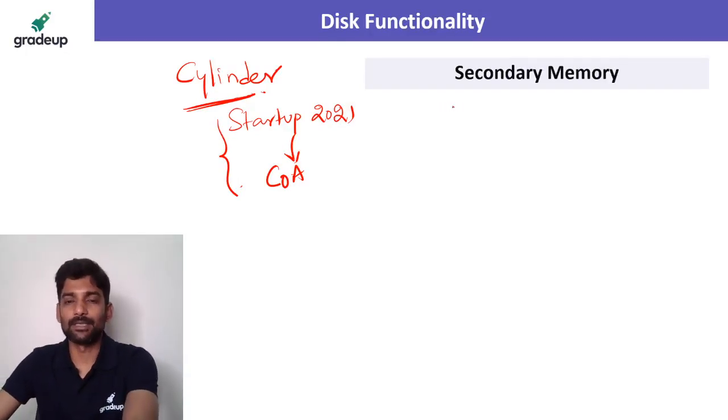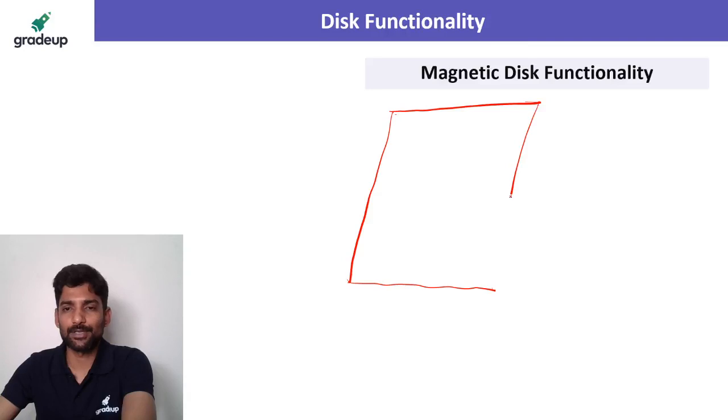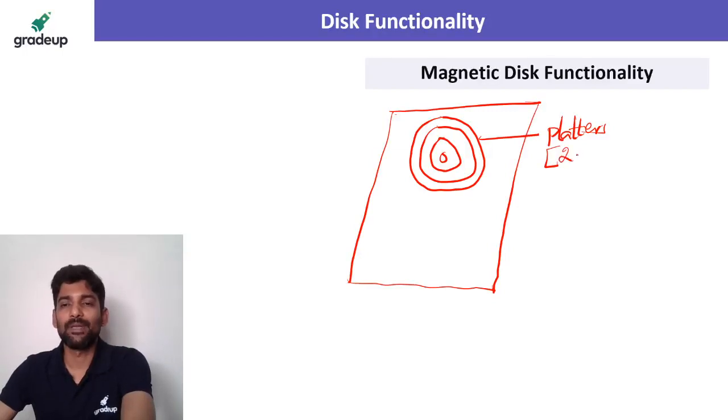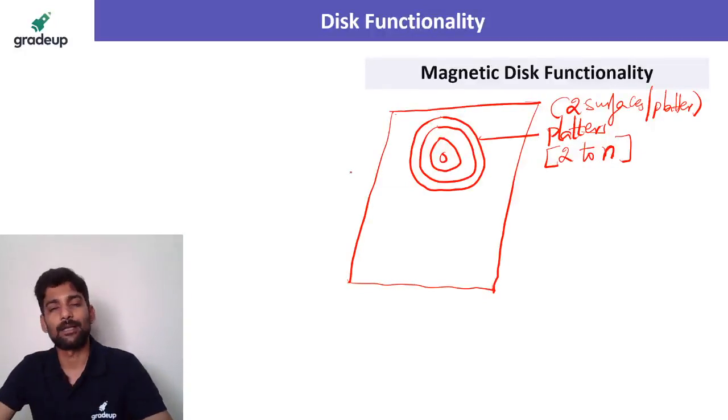So, guys, when we discuss this magnetic disk, which is also the hard disk, externally the hard disk looks like this, with a rectangular shape. Inside the hard disk, we have circular plates called platters. We have a minimum of two platters, up to some n platters, depending on the disk capacity. No hard disk will have a single platter. Each platter has two recording surfaces, one top and one bottom, so both sides of every platter can be recorded.